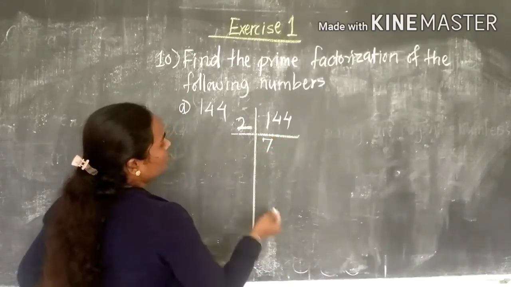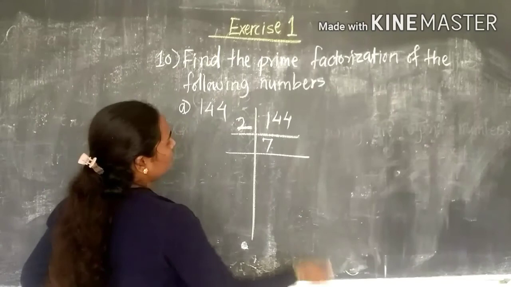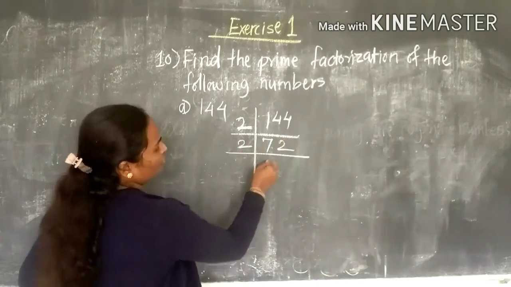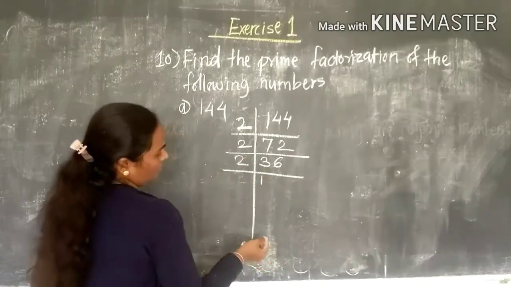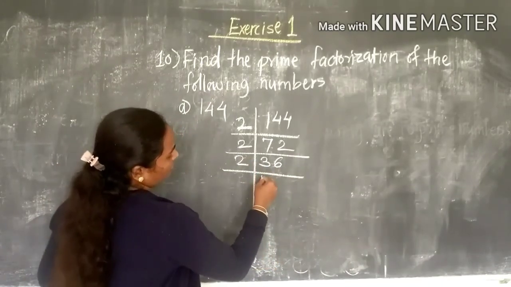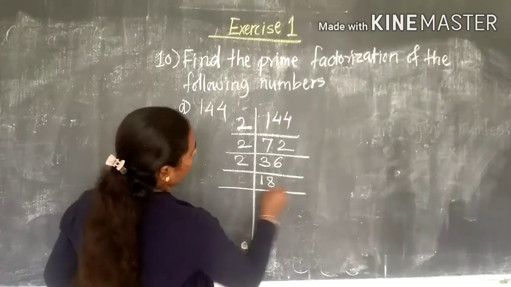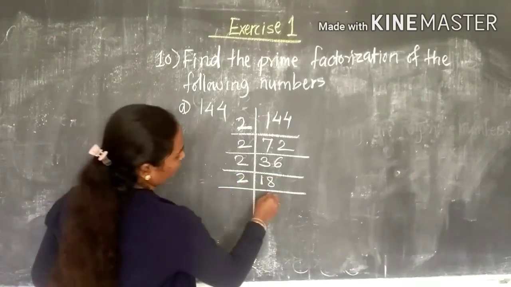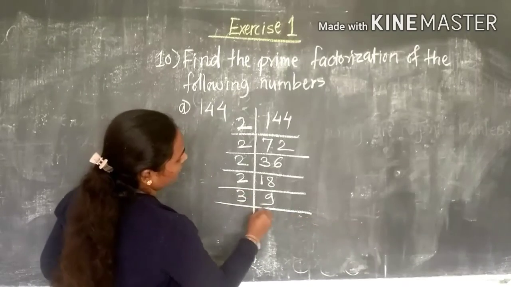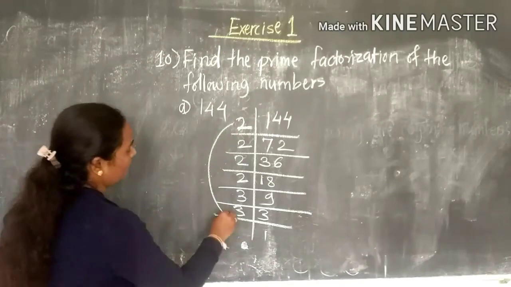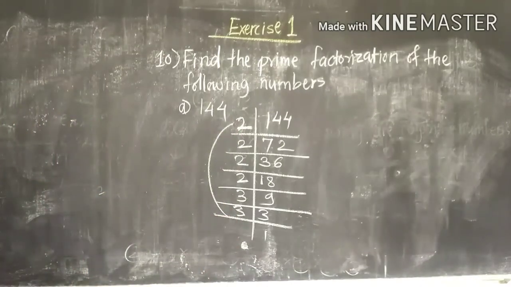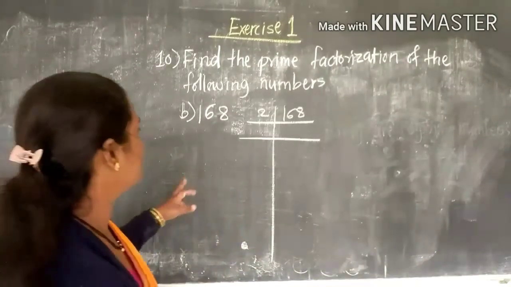2 7s are 14, 2 2s are 4. Again 2 3s are 6, 2 6s are 12. 2 1s are 2, 2 8s are 16. 2 9s are 18. 3 3s are 9. 3 1s are 3. So we have got these factors: 2 into 2 into 2 into 2 into 3 into 3. Yes. Next number. Now you are having the number 168.